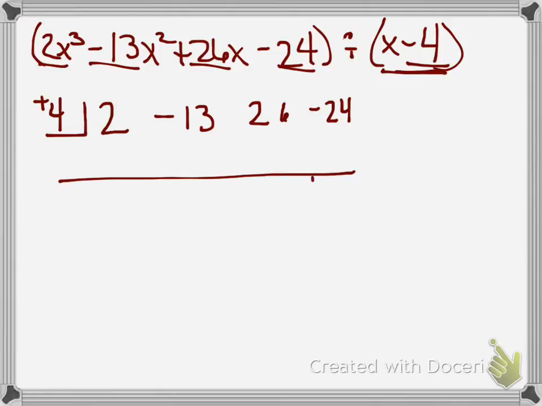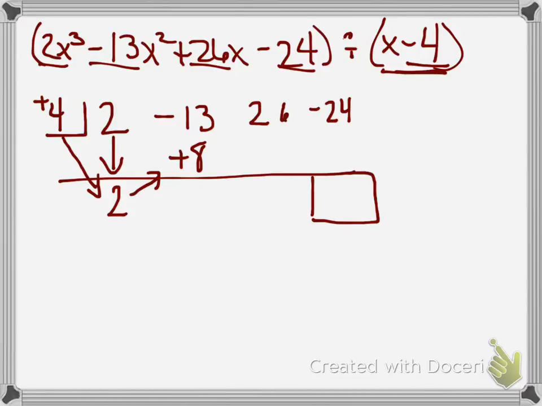Now, in this space right here is going to be your remainder. And I'll talk about all the other numbers that you get first. So the first thing we do with synthetic division is bring down the very first number. So this 2 goes straight down right there. Then you're going to say 4 times 2, and that answer you're going to put under the 13. 4 times 2 is a positive 8.